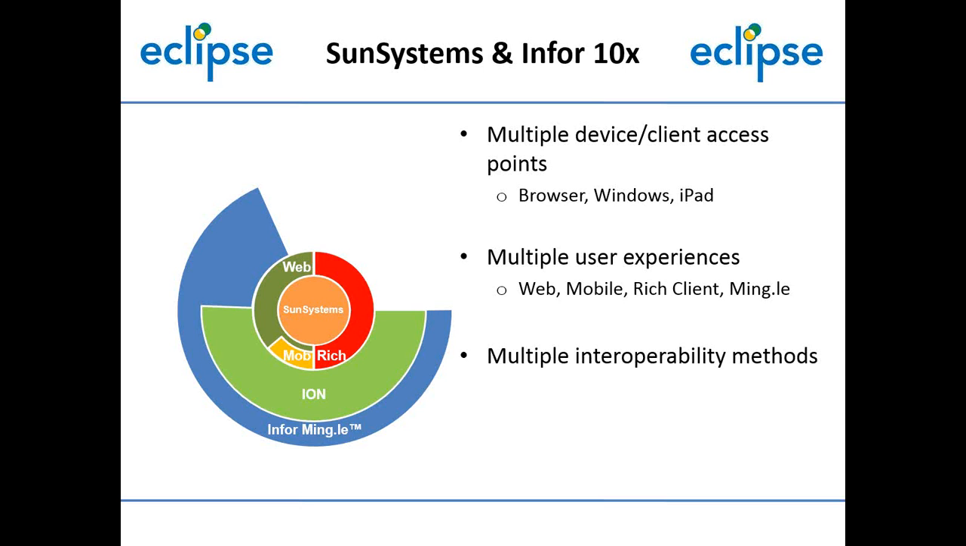And as we touched on previously, the technologies to enable that are web enablement, mobility, rich content, Infor Ion for integration, and then Infor Ming.le for collaboration. But at the heart of that, there is, of course, the SunSystems product itself, which continues to evolve and continues to develop. But really, the major changes and the major enhancements in the 10x release are around some of these things that sit outside and around SunSystems.